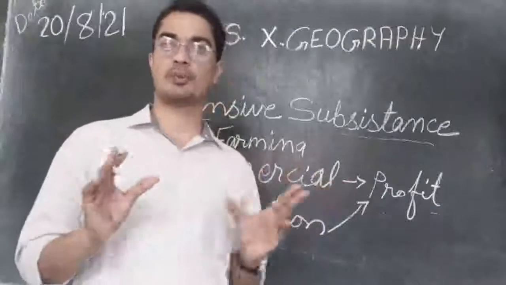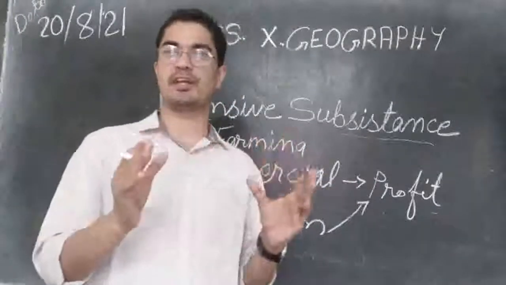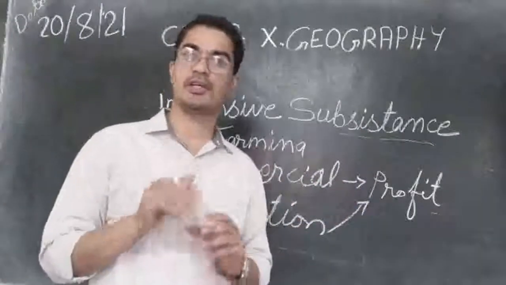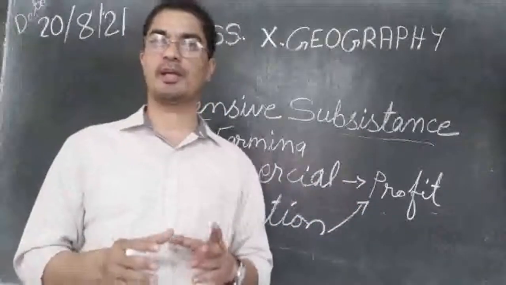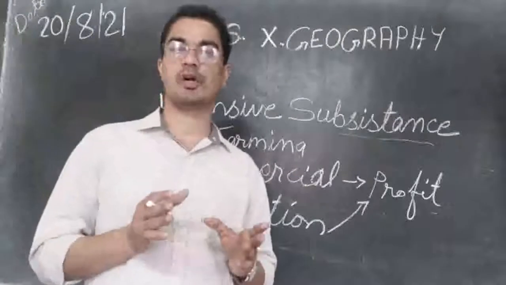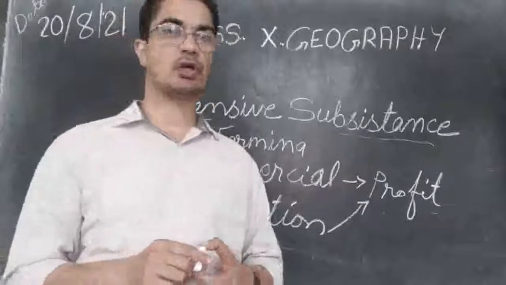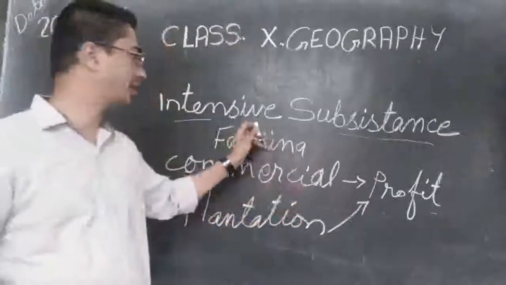So they need to do proper planning because it is not a small area cultivation, it is a very huge area of cultivation. Therefore they need proper planning, they need a proper system, everything should be there, then it is going to be successful. So that is all about different types of farming.